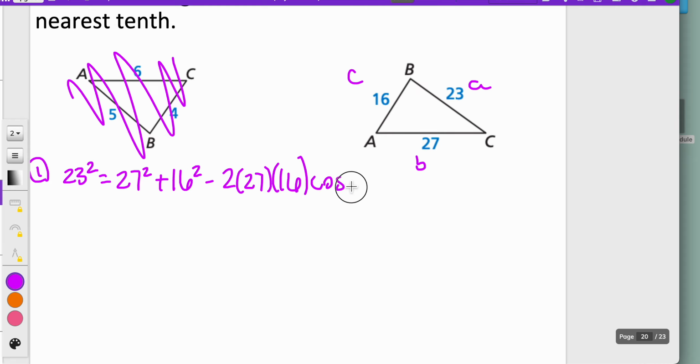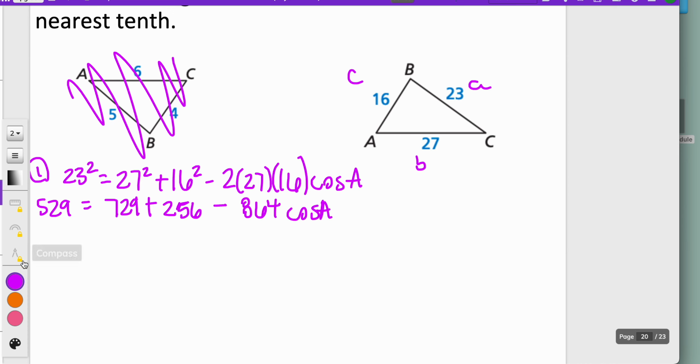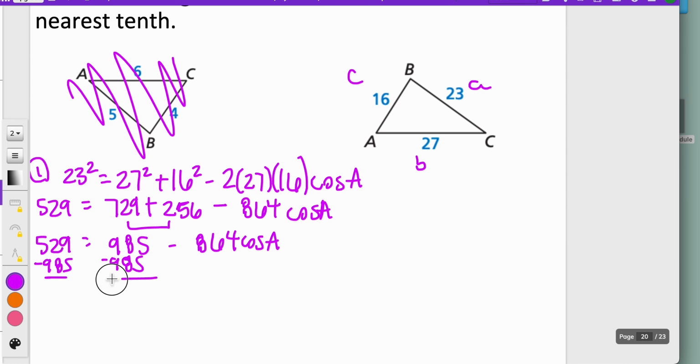Then that'll help me find the cosine of A. Okay, 23 squared is 529, 27 squared is 729, 16 squared is 256, minus 2 times 27 times 16 is 864, cosine of A. Okay, a lot of this is just making sure you're putting things together correctly. 529 is equal to 985 minus 864 cosine of A. Then I'm going to subtract 985 from both sides. So I'm going to get negative 456 is equal to negative 864 cosine of A.